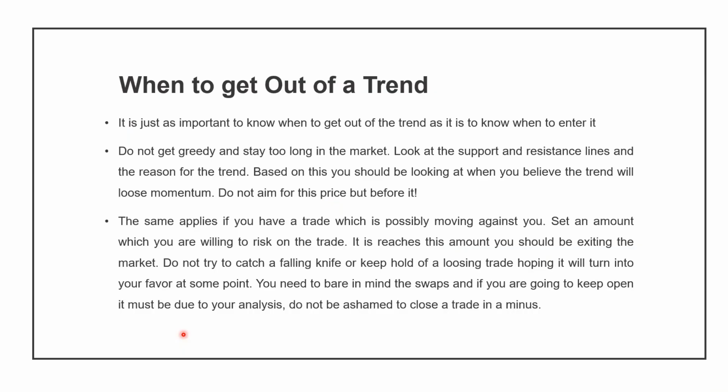Now, when to get out of a trend. We've said when to enter the market. You can use the indicators, the RSIs, the moving averages, Ichimoku, etc. That is how to get into a trend. You can also use fundamental analysis. Now, when to get out of a trend. It is just as important to know when to get out as to know when to get in, okay? First things first, do not be greedy. Set a target, aim to reach that target. If you've reached it, get out.